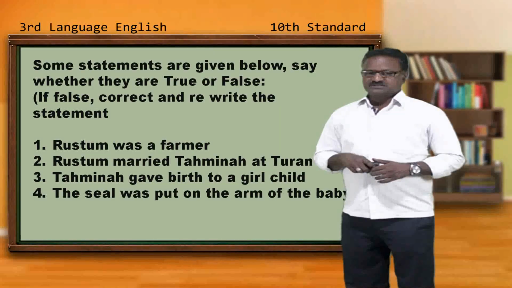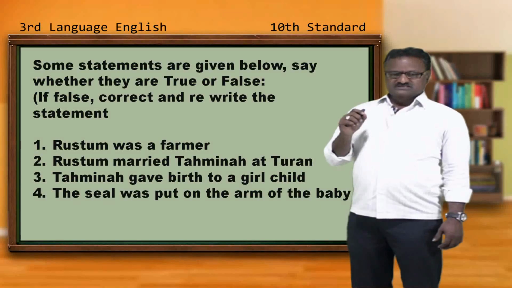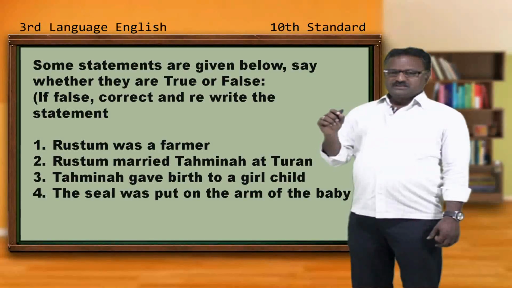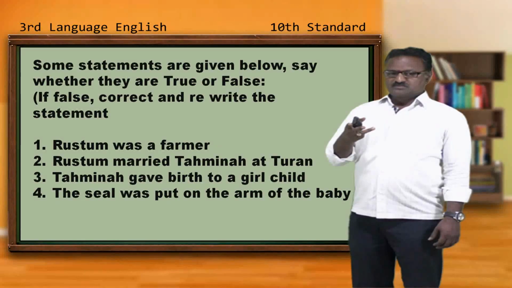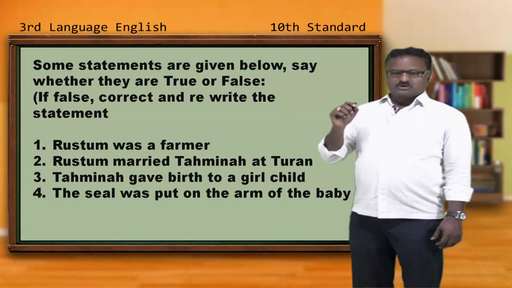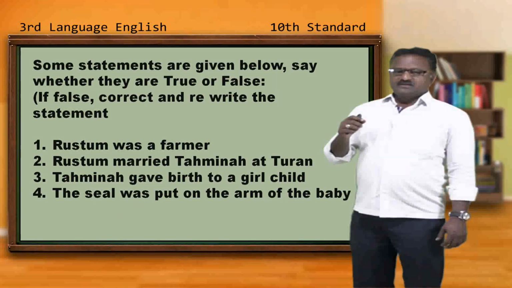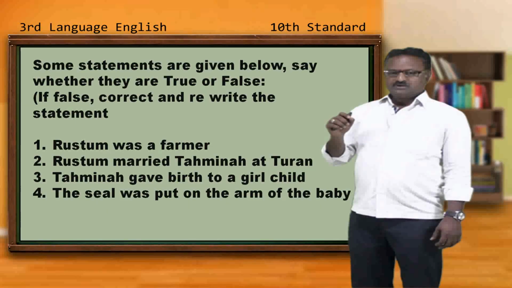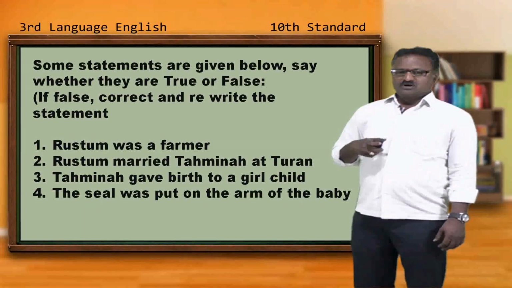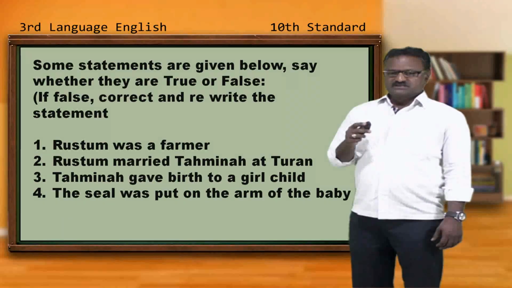The fourth one, the seal was put on the arm of the baby. This is a correct sentence because Rustam told two conditions. If a male was born, put the seal on his arm, and if a female was born, then tie that seal on the neck. So here she put that seal on the arm of the baby. This is a correct one.